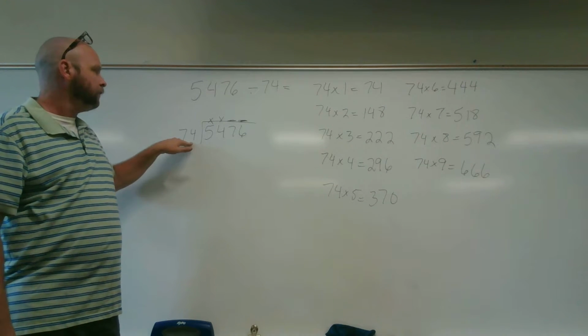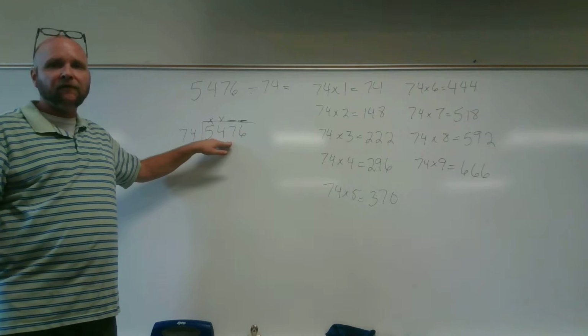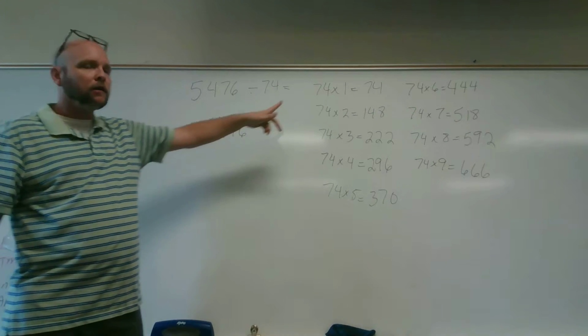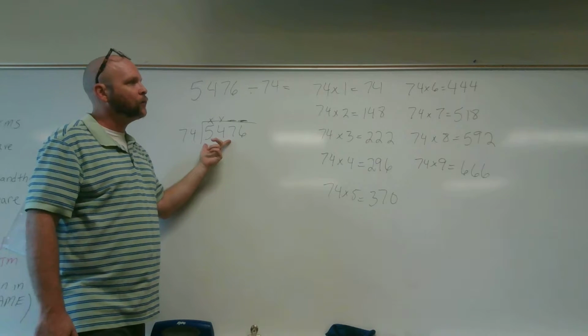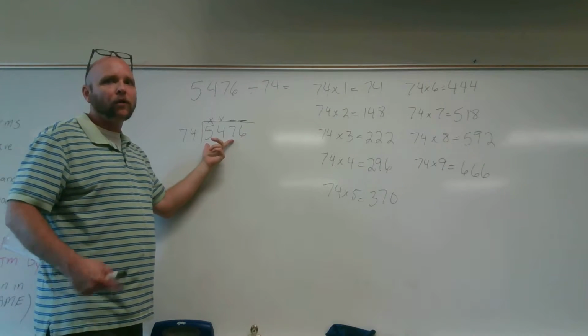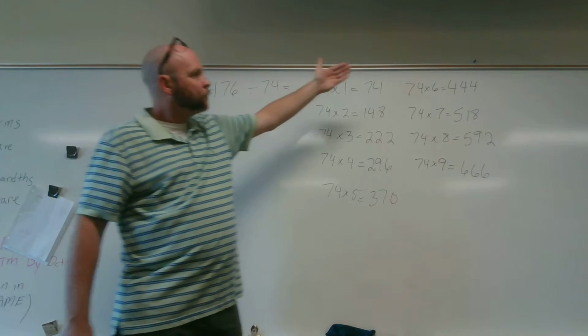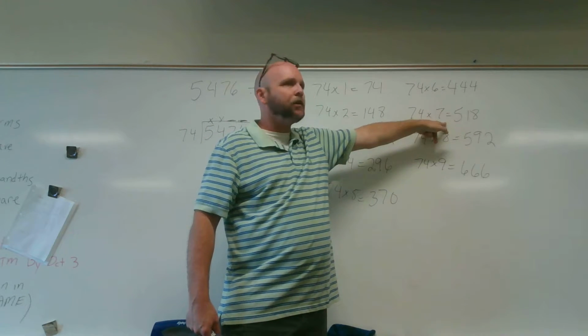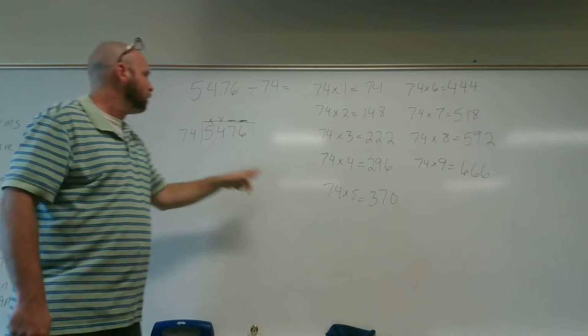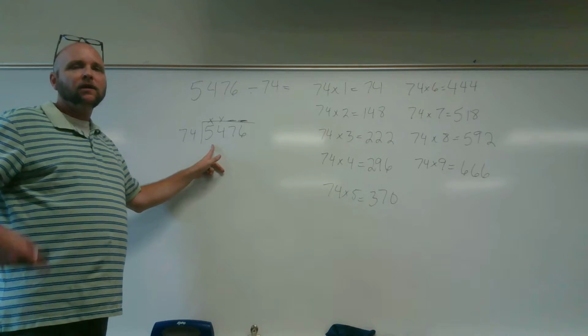So now I know 74 is going to go up into 547. So now I look at my products over here, my multiples, and I want to get as close to 547 as I can get without going over. So if I look over here, my product, I have 518. 518 is as close as I can get to 547 without going over.